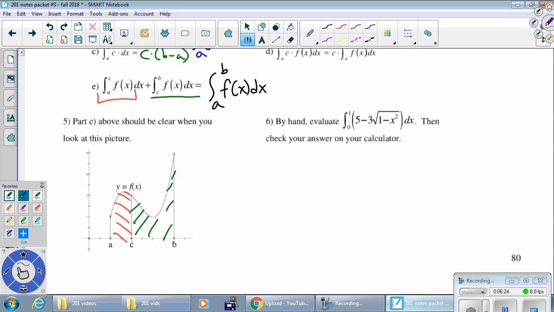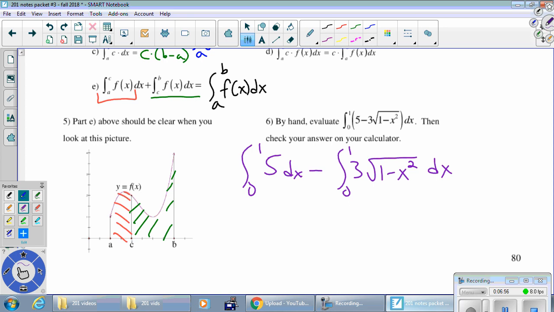Okay, let's see if we can apply our new properties here in number 6. We're going to evaluate this thing by hand, and then we'll check the answer on the calculator. Okay, first thing I see is a subtraction sign between two functions. I like that because that means that I can do two separate integrals, each of them from 0 to 1. Each of them gets a dx. That's really important. Every integral sign has a corresponding dx at the end, or some other letter. And the subtraction property up above says that I can just do those two integrals separately and then subtract at the end. Okay, this first integral I can actually do.